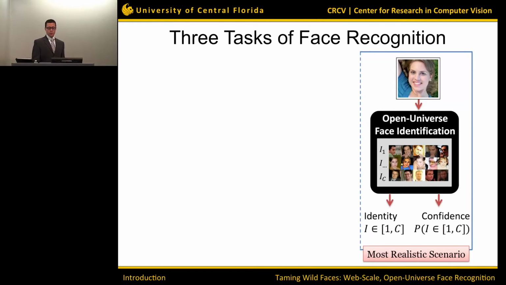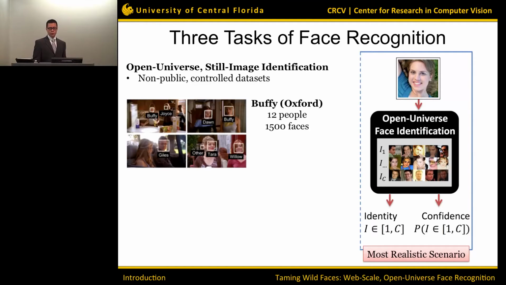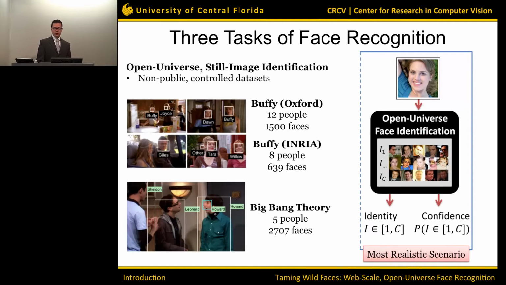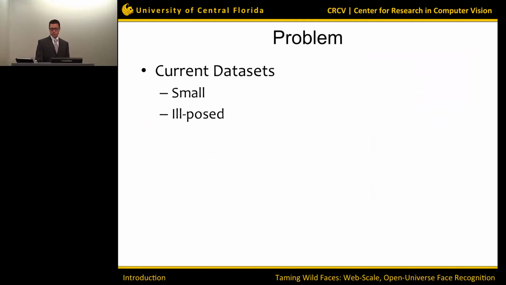From still image research, there haven't been any public data sets released. There's been a lot of analysis from NIST. From video, there have been a couple, two from Buffy and also one from the Big Bang Theory. However, their emphasis hasn't been on this unknown, this open universe side, even though they have looked at it a little bit. So the problem is that the current data sets are small and ill-posed.